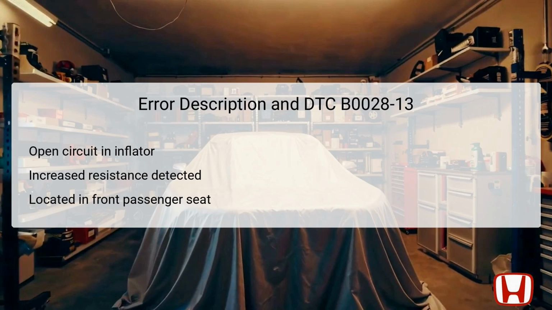An open circuit indicates that there is a broken connection somewhere in the wiring or components, rendering the airbag system inactive. A malfunction in this area poses significant risks during an accident, as it can lead to a non-deploying airbag. Consequently, diagnosing and addressing this issue is paramount for ensuring passenger safety in the Honda Odyssey.